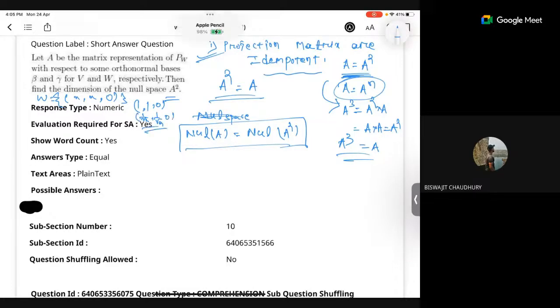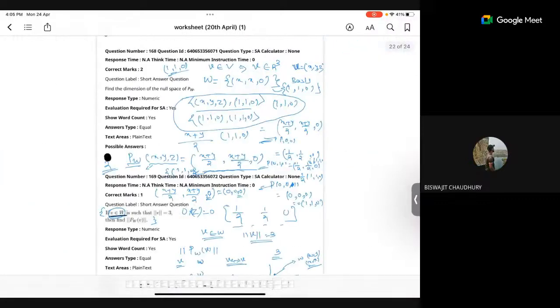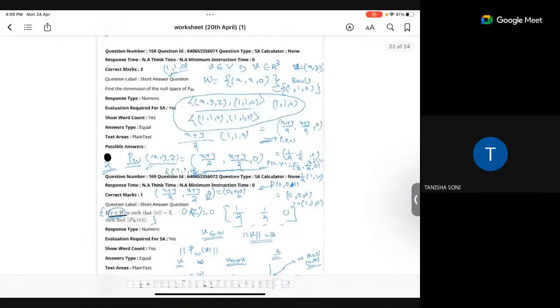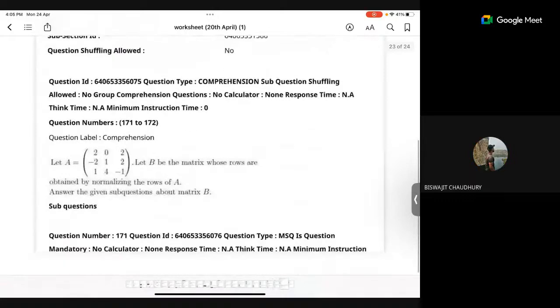What will be the answer, sir? The answer to the question? The answer is two. The null space of A, we have found it here. Okay, now try to solve this question.